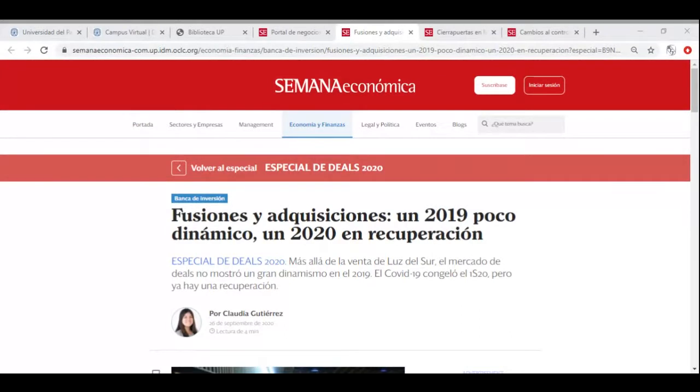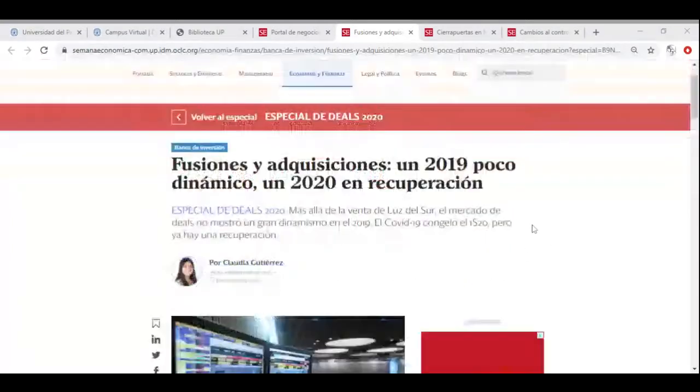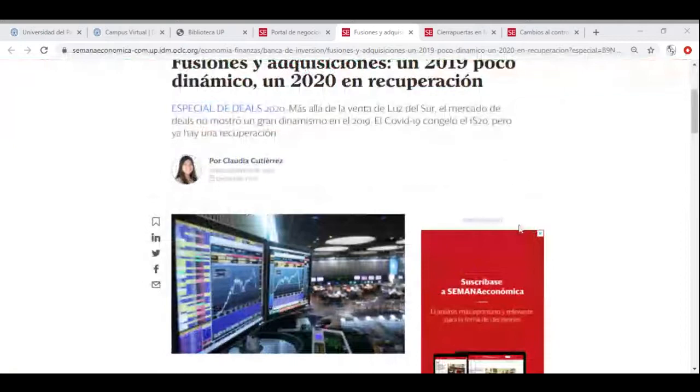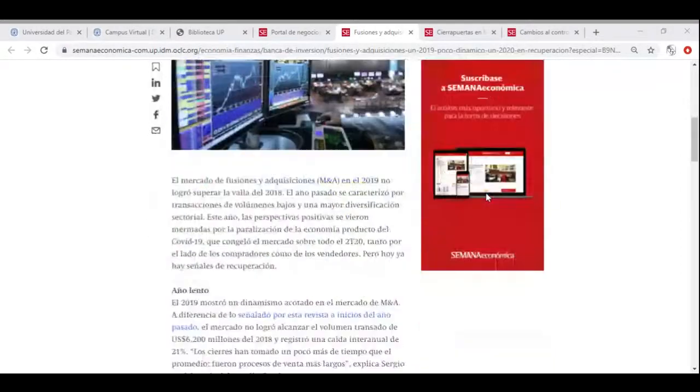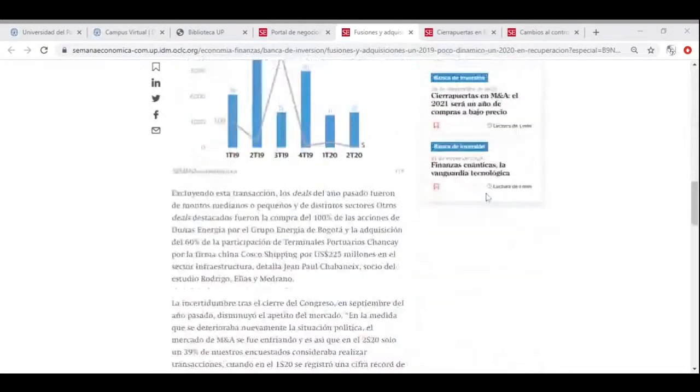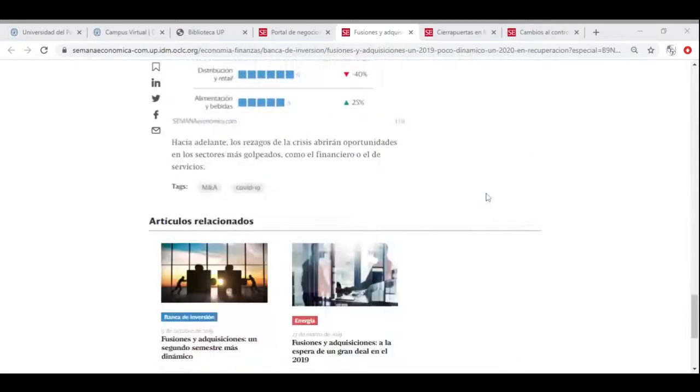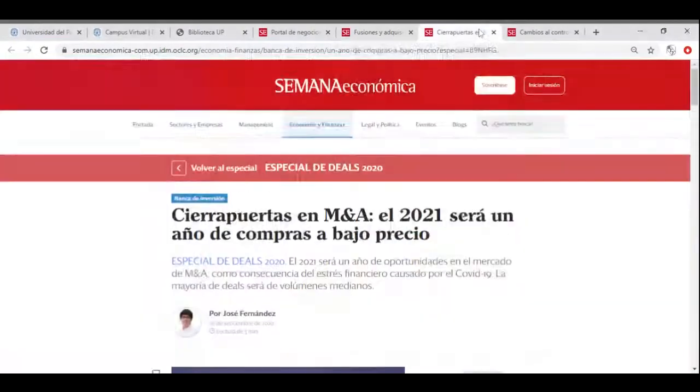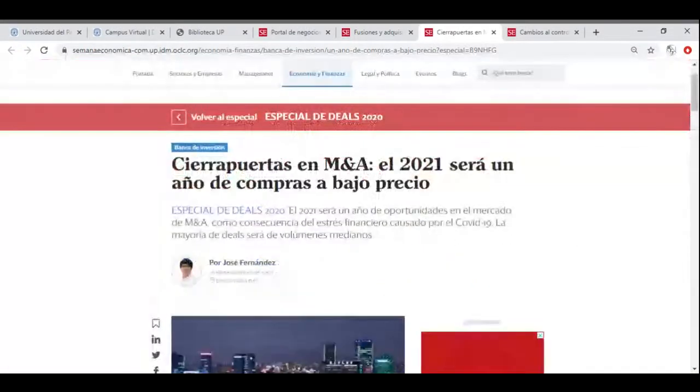So there's a good discussion about what happened in 2019 regarding the M&A environment and how several things are popping up in 2020 as part of the normal economic recovery that we are going through, right? And the opportunities that are occurring generally in this arena, right? There's another article here regarding what's going to be the potential for buyers in 2021.